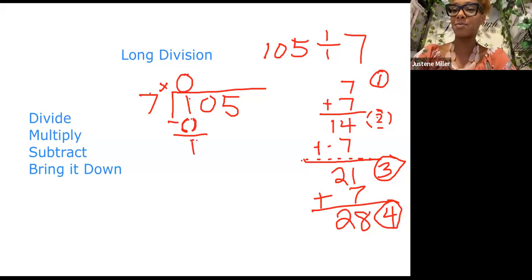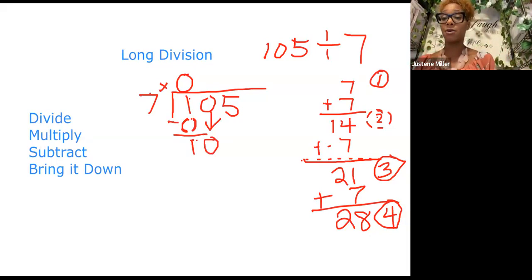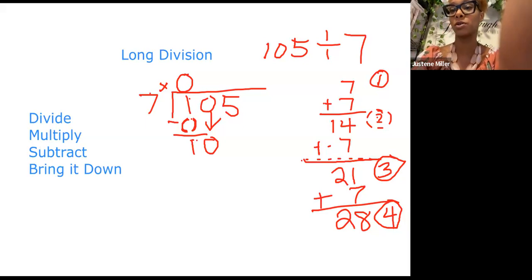Then, last step, bring it down. Yes. So I bring down the next number, which is 0. Now I have 10. Well, how many groups of 7 are in 10? If I take a look at my chart on the side, well, 1 group of 7 is 7. 2 groups of 7 is 14. 14 is too big. So I'm going to use 1 group of 7. So I'm going to put the 1 at the top.